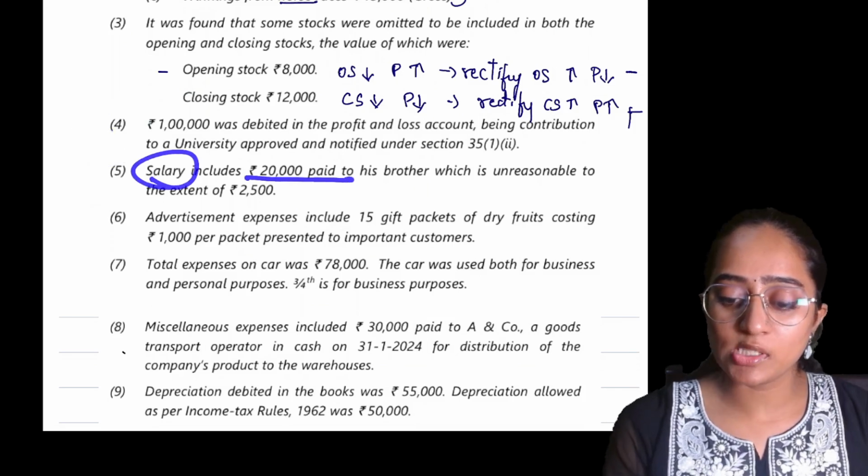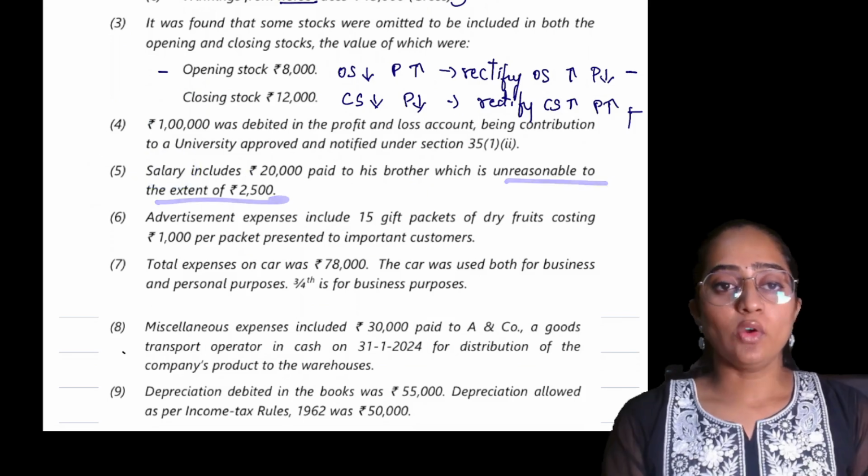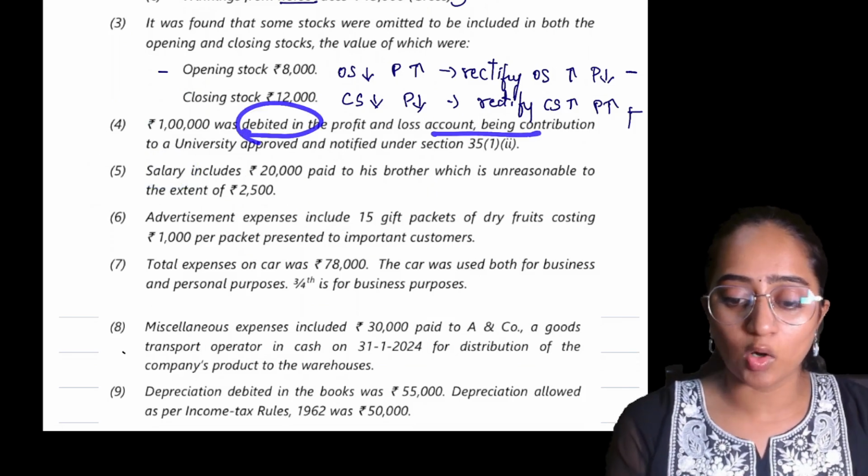Salary includes 20,000 paid to his brother, which is unreasonable to the extent of 2,500. Now, wait. It is already debited in the P&L account, no?